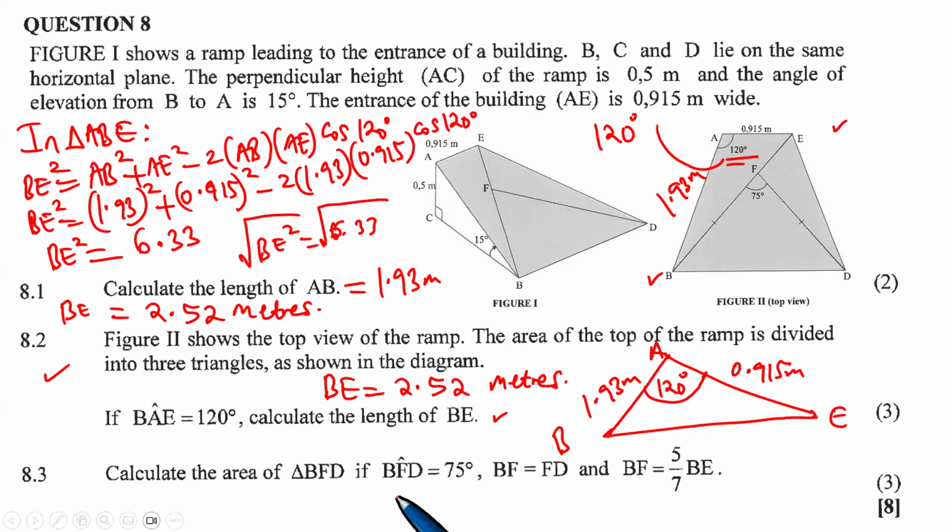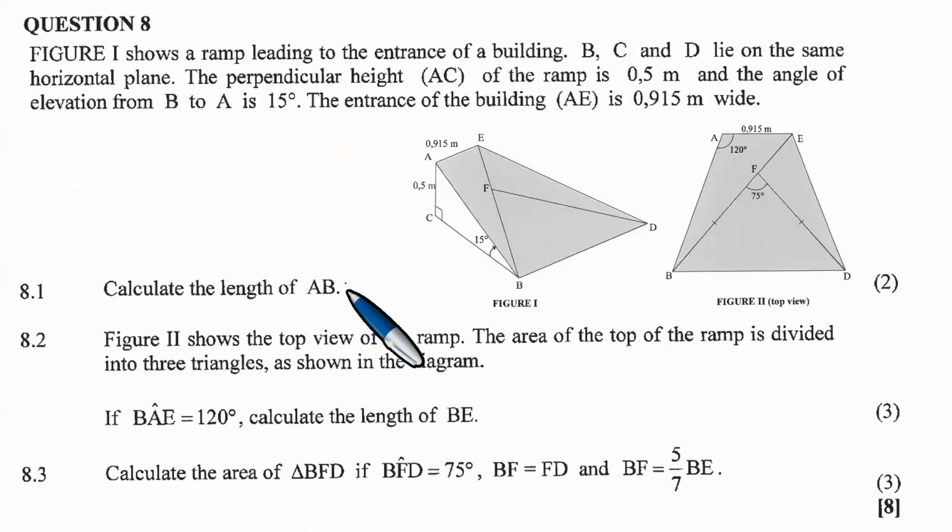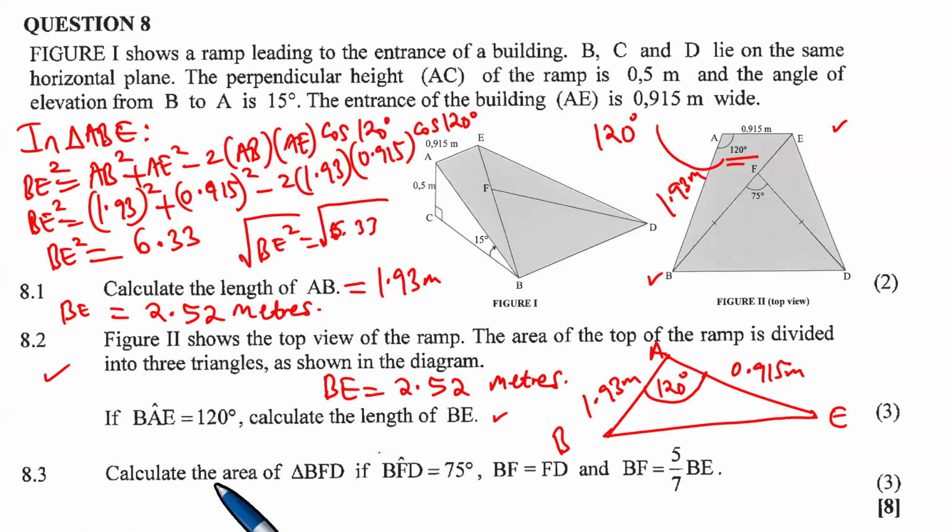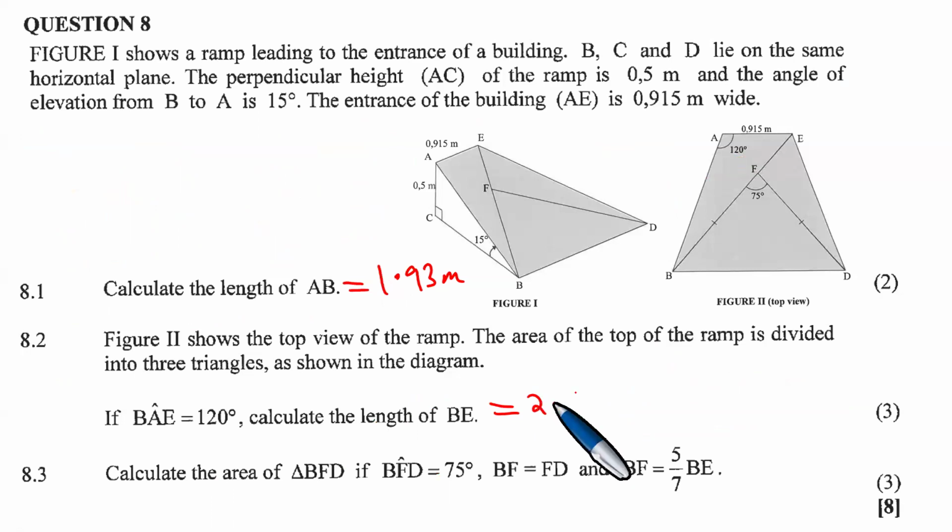Any questions so far here? You have a question? No, sir. Okay, good. So now we have the fact that AB itself is 1.93 meters. The BE is actually 2.52 meters. Calculate right now the area of the triangle BFD.